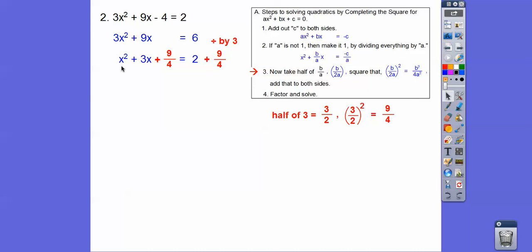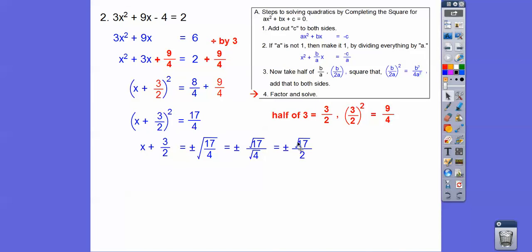This factors to x plus, this number that was being squared was 3/2, so it's x plus 3/2 squared equals, and I changed 2 to 8/4 so we can add it to 9/4 and get 17/4 over there, okay? And then we can go ahead and square root both sides. Don't forget your plus or minus. The square root of 17 over the square root of 4 is 2.